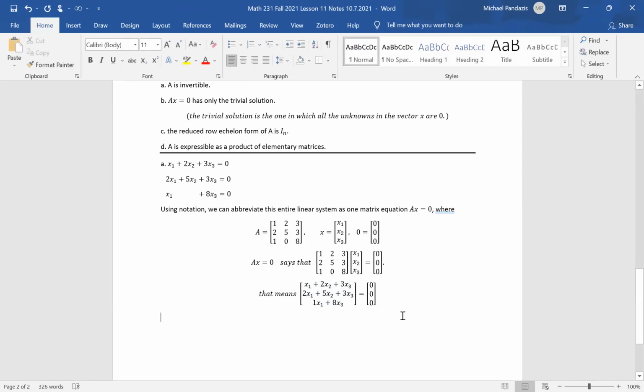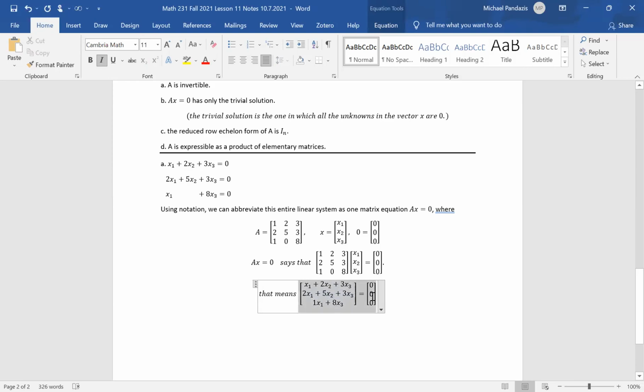And so saying Ax equals 0 is saying that this matrix equals this one. When two matrices are equal, it says that they're the same size, which they are, they're both 3x1, and that their corresponding entries are equal.